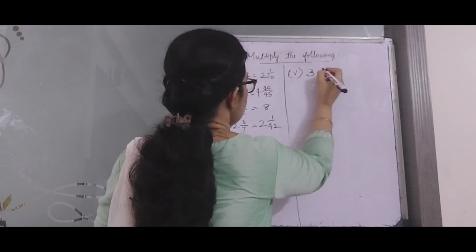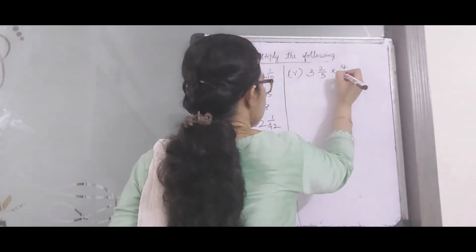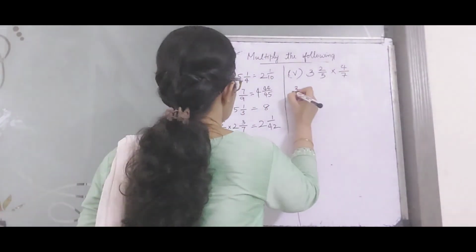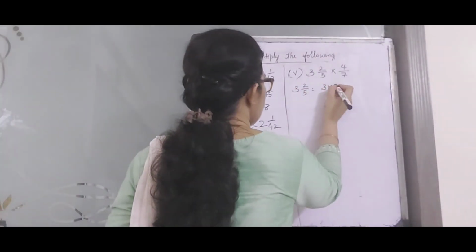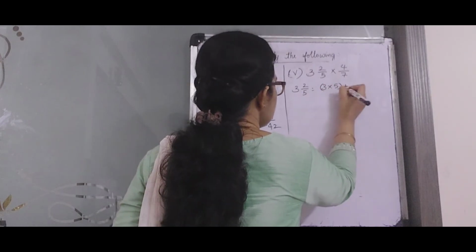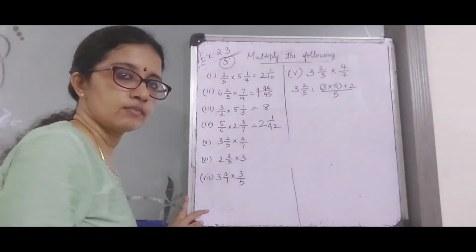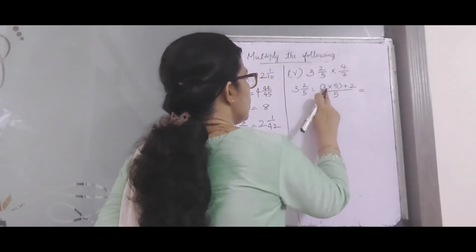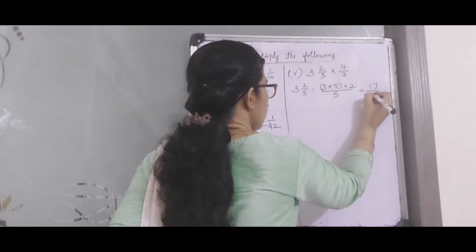3 2 by 5 into 4 by 7. Okay. So here 3 2 by 5 can be written as 3 into 5 plus 2 divided by 5. Correct? So this is equivalent to 3 into 5 is 15, 15 plus 2 is 17 by 5.